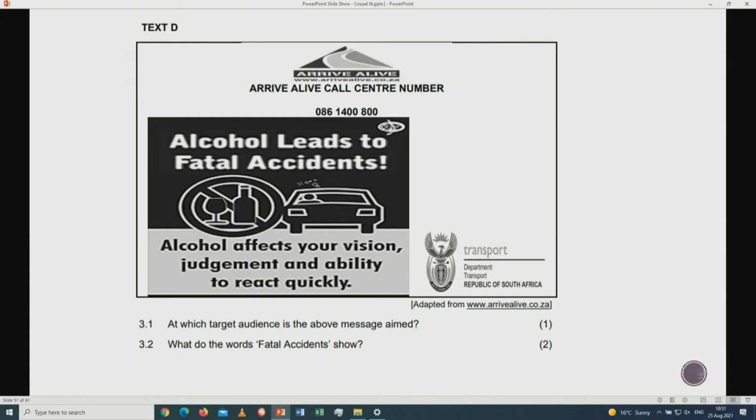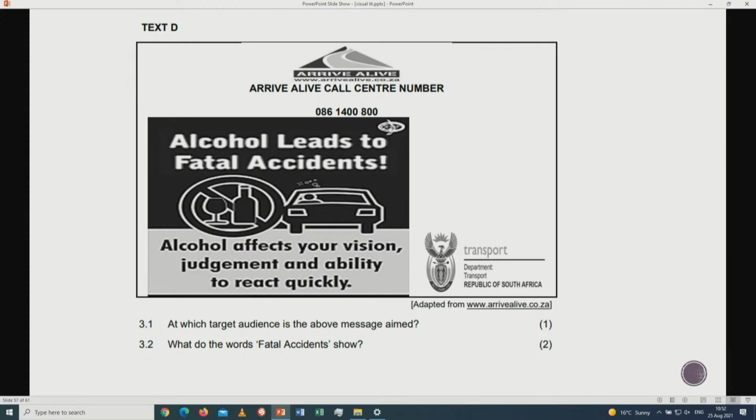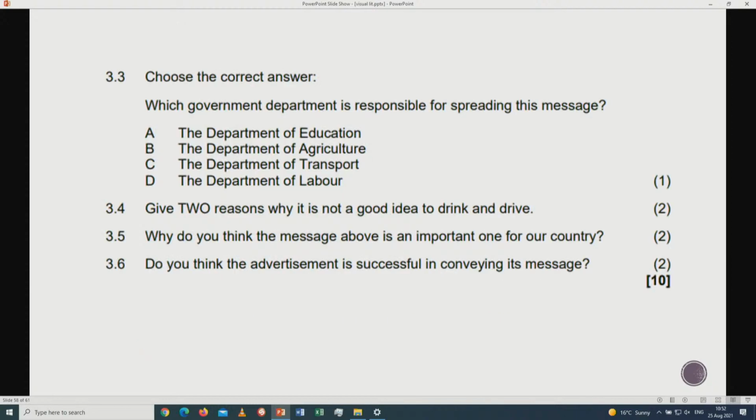Question 3.1: At which target audience is the above message aimed? You will look at the advertisement, then you will make an understanding and answer the question. What do the words fatal accident show? You will find the answer in the picture there. Choose the correct answer. Which government department is responsible for spreading this message? And you look at the picture, you will be able to answer this question.